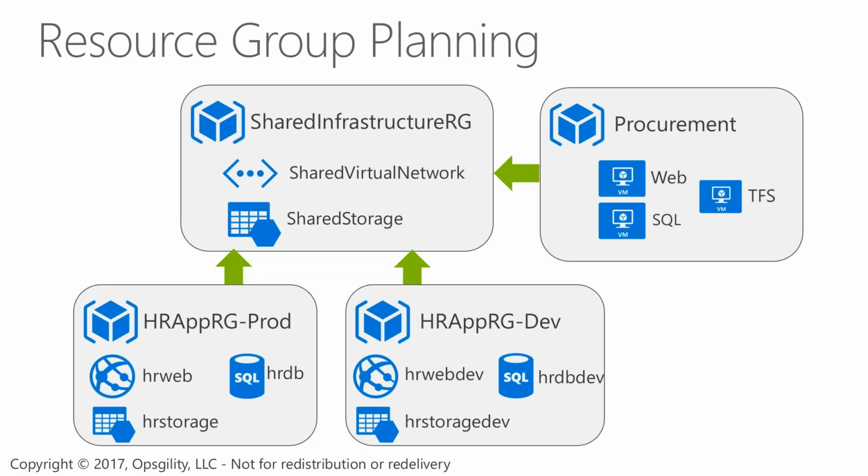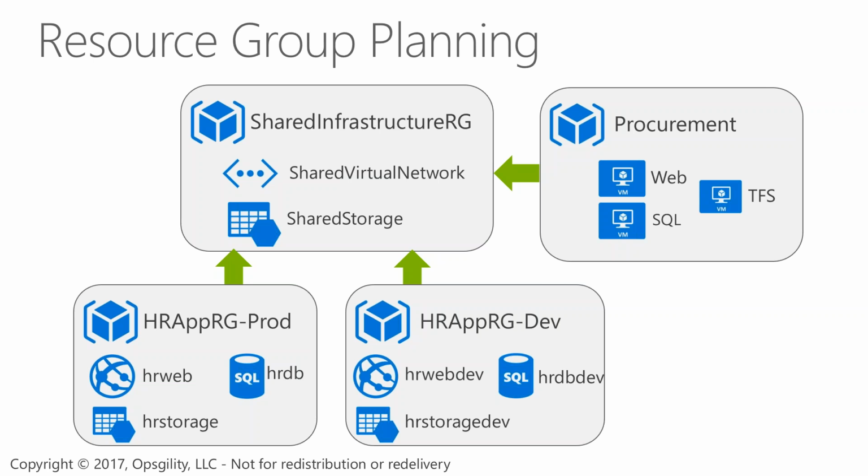So I mentioned some of the reasons why a resource group might be created. This is an example here. You see that there are 4 resource groups created on this slide. In the top center, there's a shared infrastructure resource group. So this might be a resource group where we place resources that multiple different business units or departments are going to use. It might make sense that the same virtual network or maybe the same storage account would be used by several different business units.